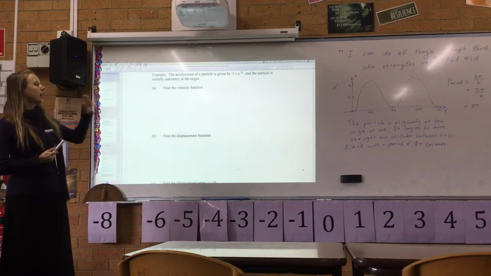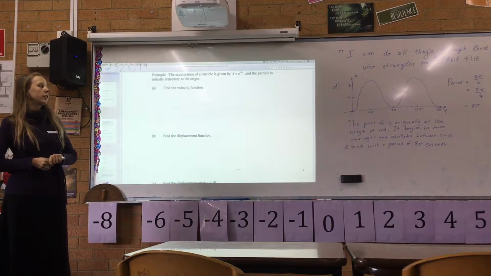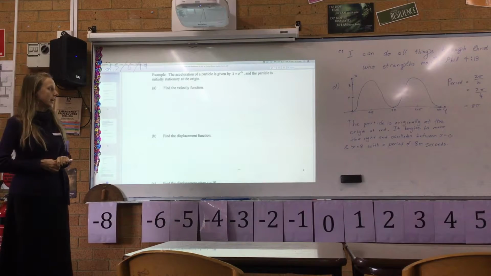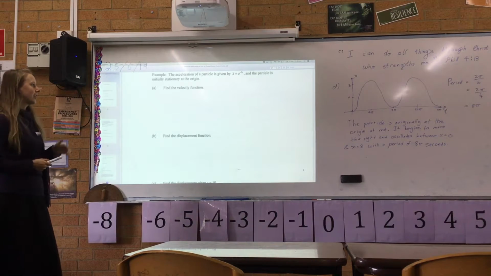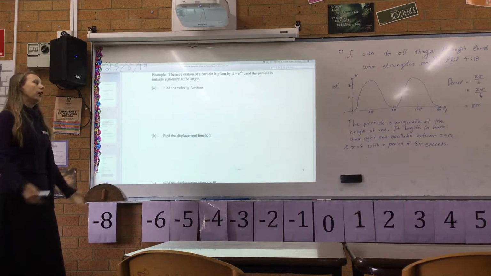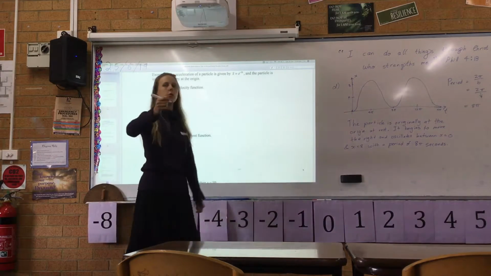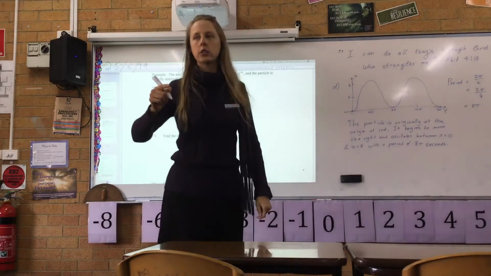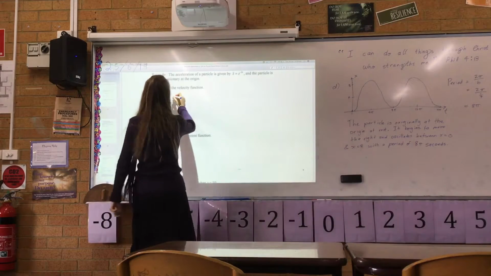So the acceleration of a particle is given by e to the negative 2t. And the particle is initially stationary at the origin. Find the velocity function. Okay, velocity function, so what are we going to do? Are we differentiating or integrating this time? Integrating, we're going backwards.